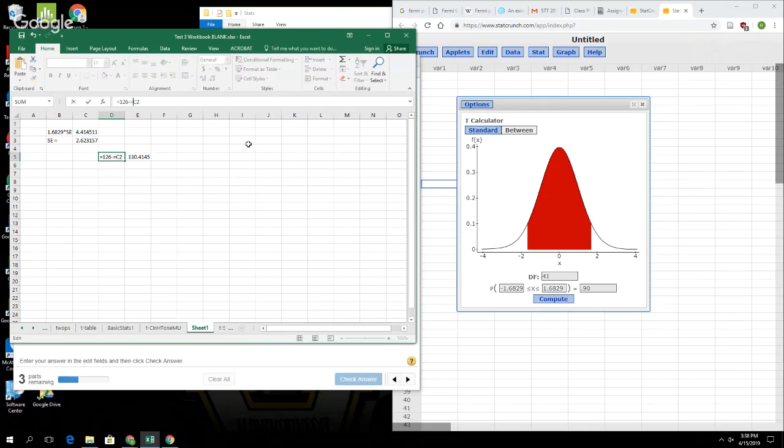Minus, right? That's what we're doing. Minus, not times. We've already done our multiplication. That was the t star times the standard error. Sorry about that, guys. There is our confidence interval, guys.